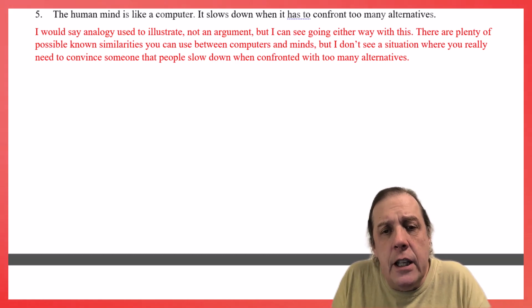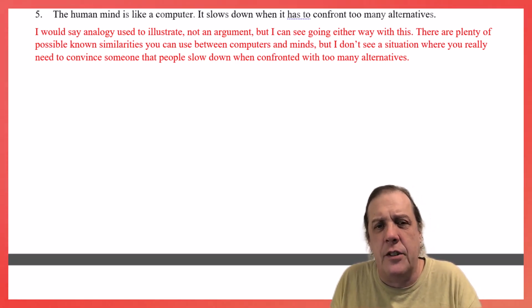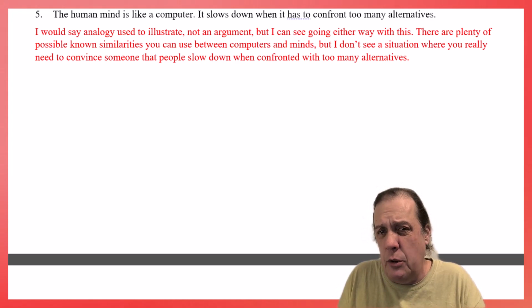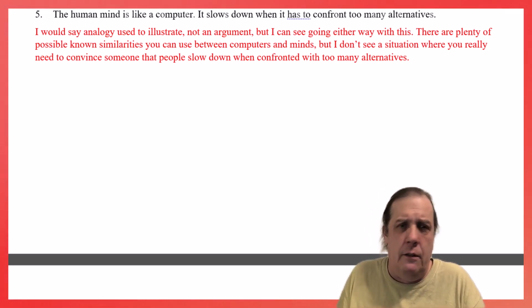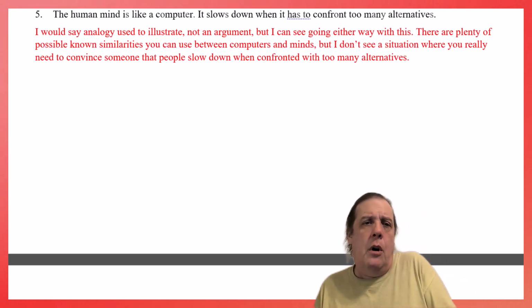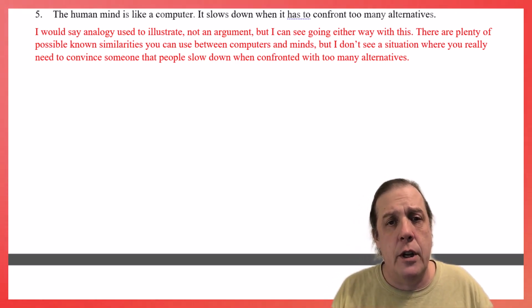You could fill in other similarities to use between computers and minds, but I don't see how that really would help you convince anyone of the fact that they both slow down when confronted with too many alternatives, or really how any of them are relevant here. So I'm going with analogy used to illustrate.